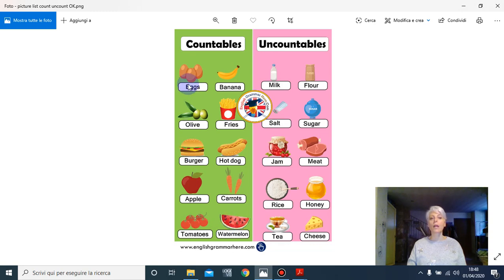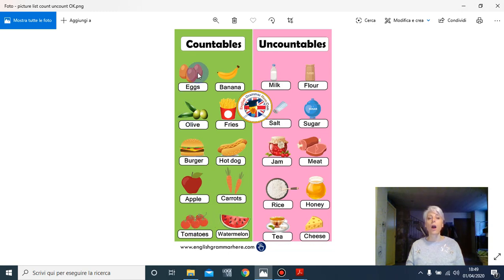Negative. There aren't any eggs. There isn't a banana. There aren't any olives. There aren't any fries. There isn't a burger. There isn't a hot dog. There isn't an apple. There aren't any carrots. There aren't any tomatoes. There isn't a watermelon.